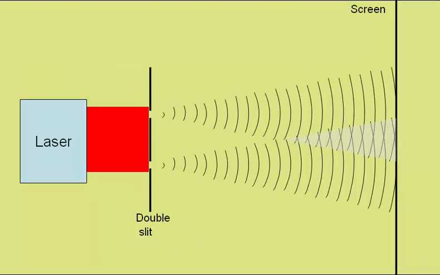Now it's more common to use a laser which covers the two slits, providing the coherent light source. This diagram is very much not to scale. The gap here between the slits would typically be around about 0.5 millimeter, and the distance from the slits to the screen would be around 6 meters.